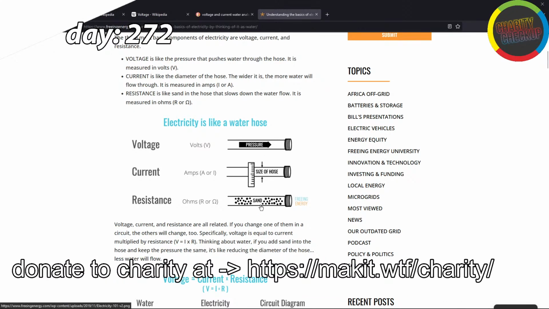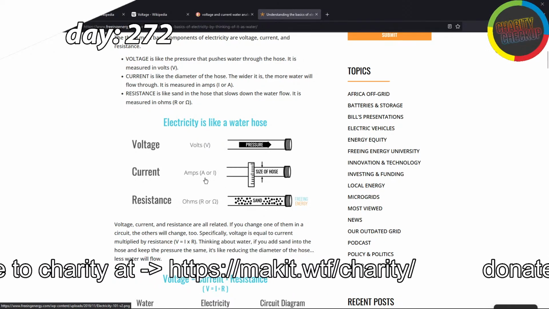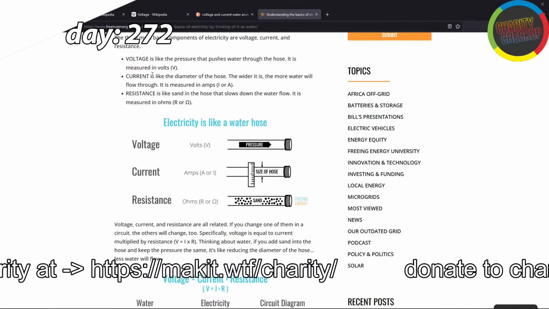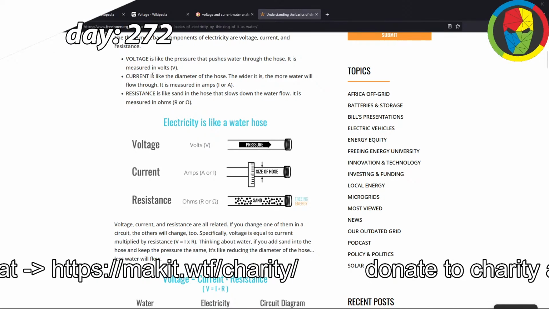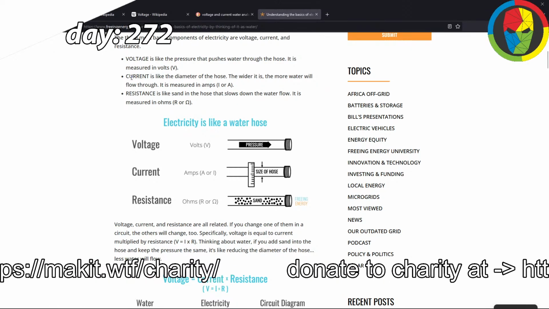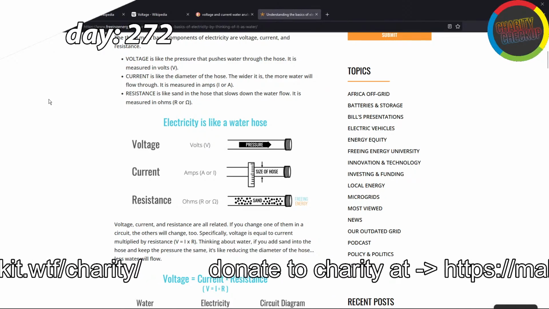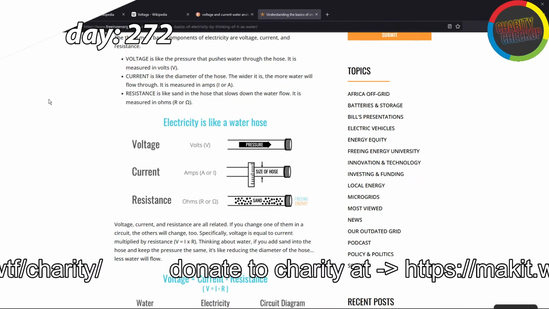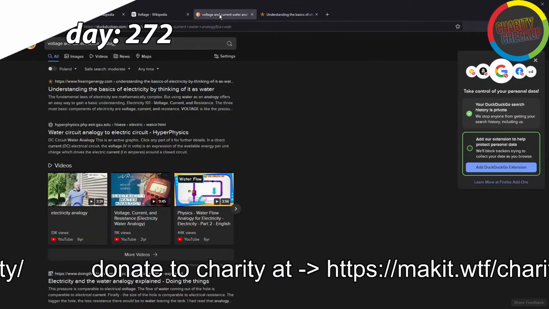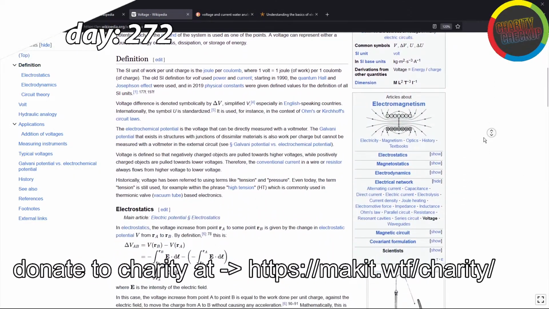Why is the sand in there? Why is the sand for resistance? Sand in the hose slows down the water flow. Yeah, so resistance. So voltage is the pressure, current is like the diameter of a hose. That doesn't make much sense at all.